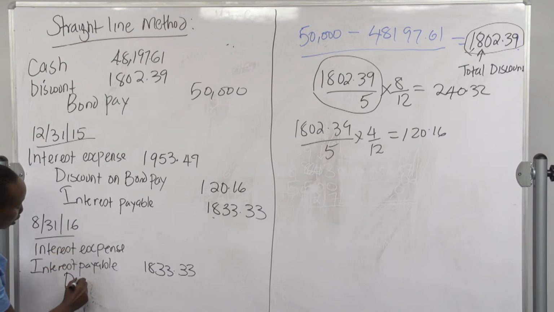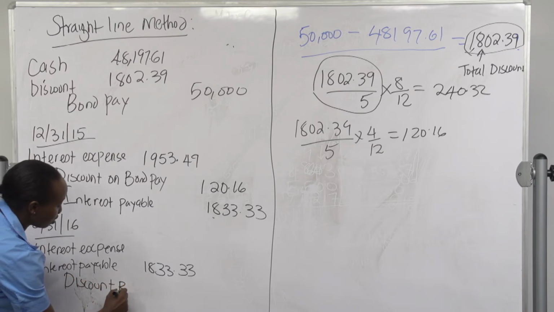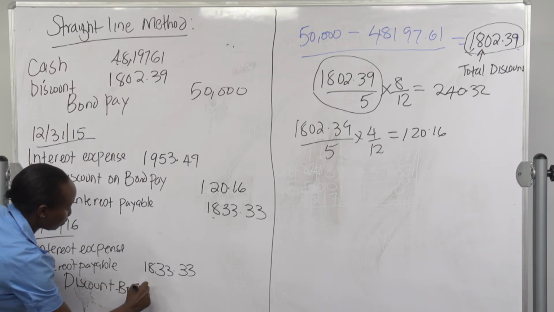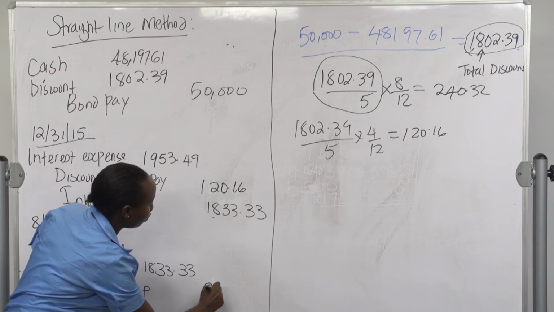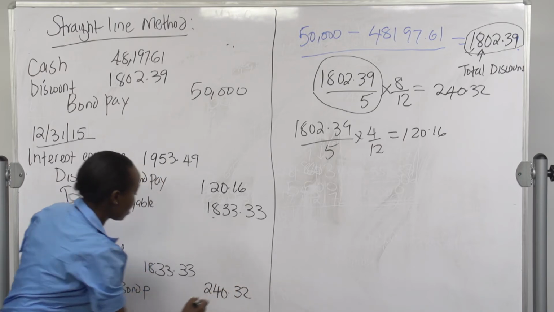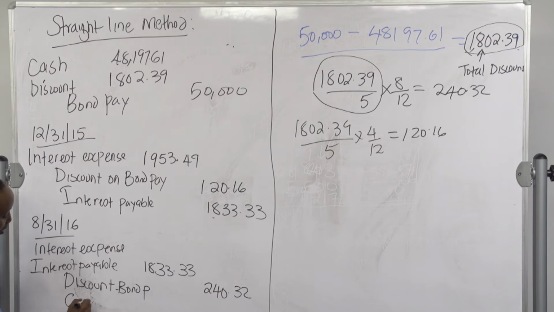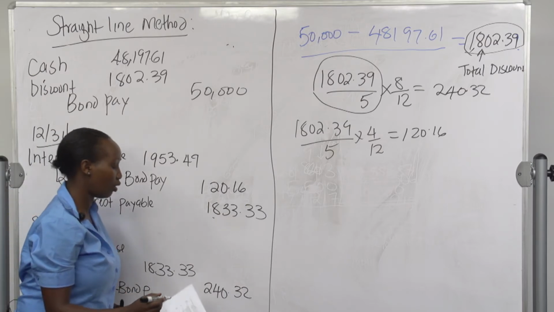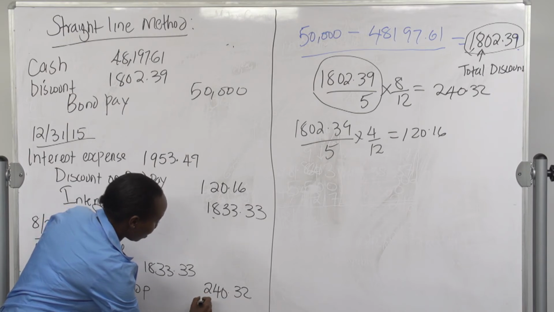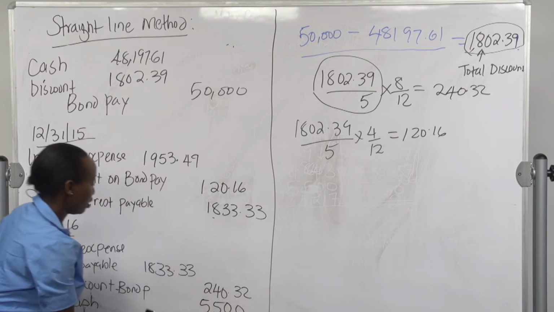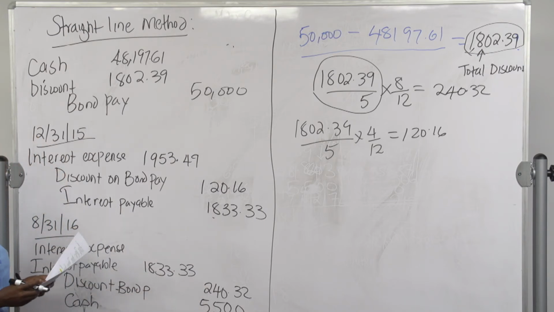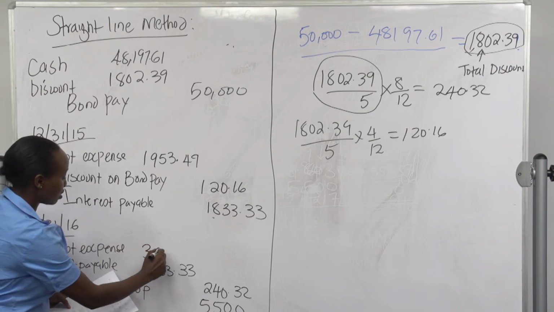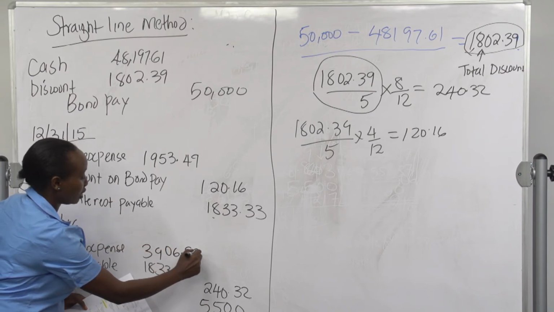For the discount on bond payable, it's the total discount that we allocate to the period. Since it's 8 months, we have $240.32, and we pay out cash this time. We are paying the bond holder every August. We pay them $5,500. We take this and subtract the $1,833 to get the interest expense for August 2016, and it's $3,906.99.